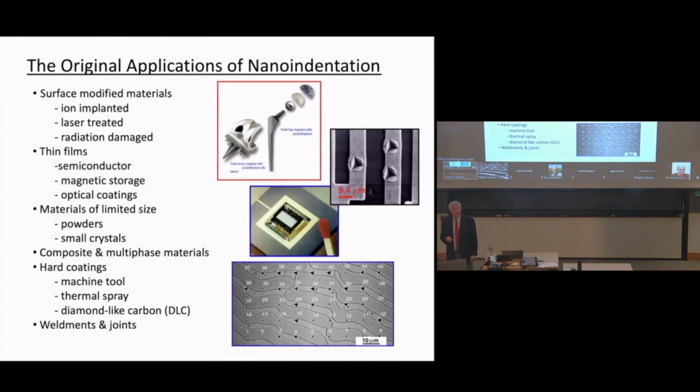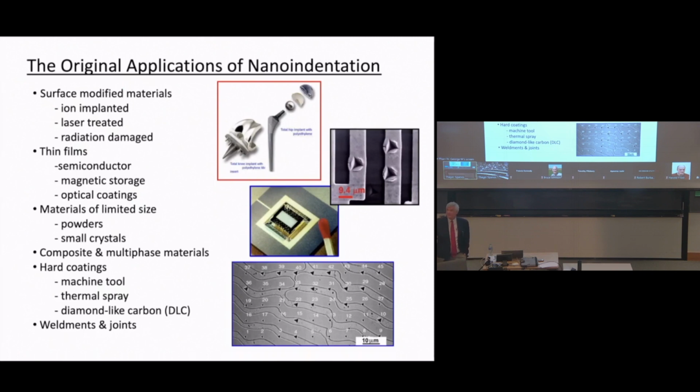Now, what were the original applications that we thought of for nanoindentation when we first started doing this? And there were several of them that we knew were going to come about. One was hip joints, surface-modified materials, where we ion implant or we treat the surface so that the surface properties are different from the bulk.